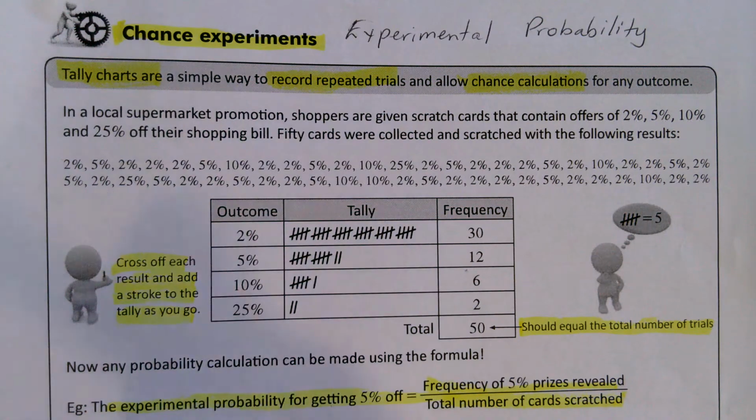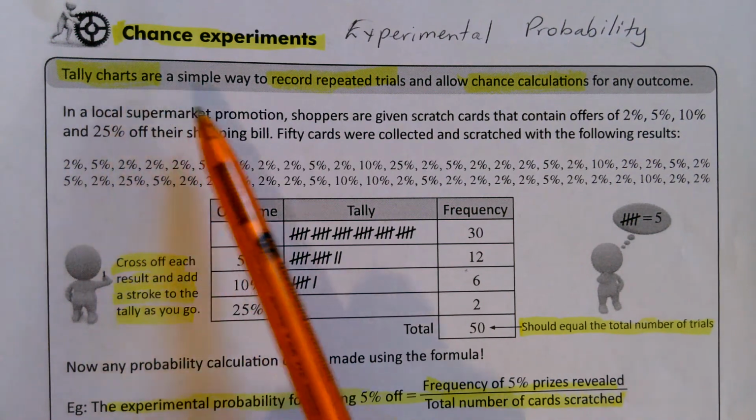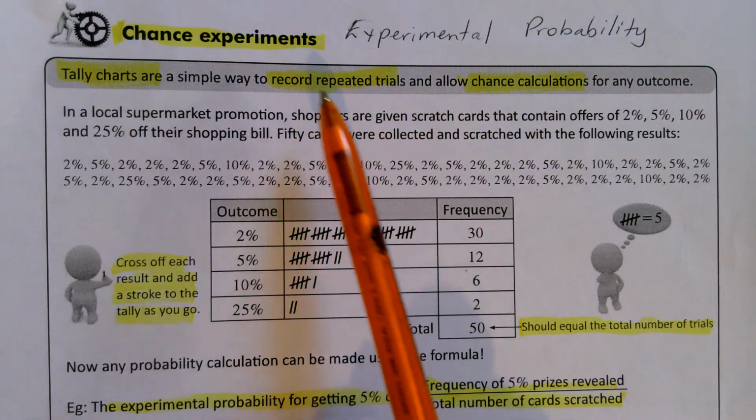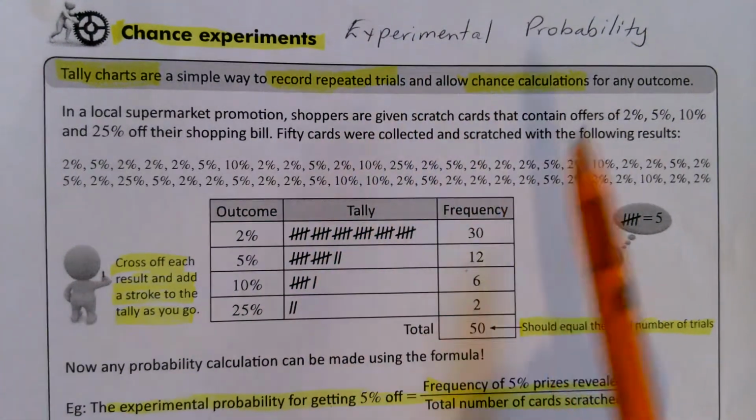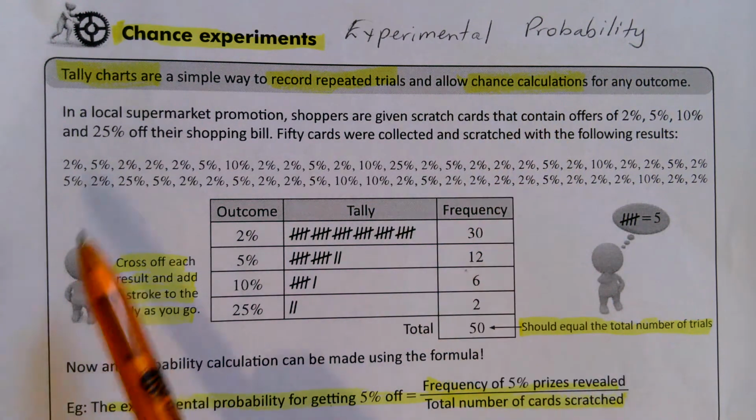Chance experiments, or experimental probability, either way. So we're going to look at tally charts, because that's a very simple way to record repeated trials when we are doing experiments. And then we can work out our chance calculations from this.